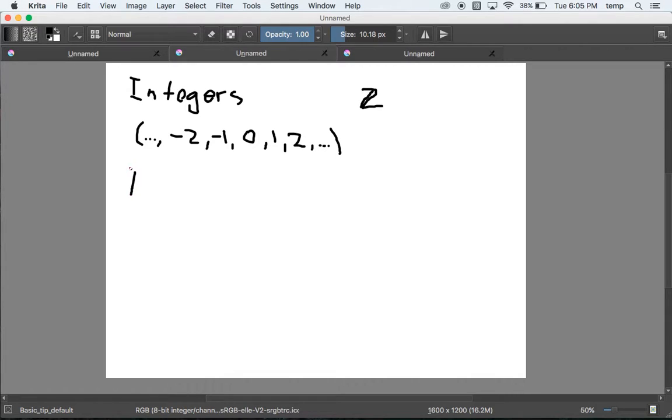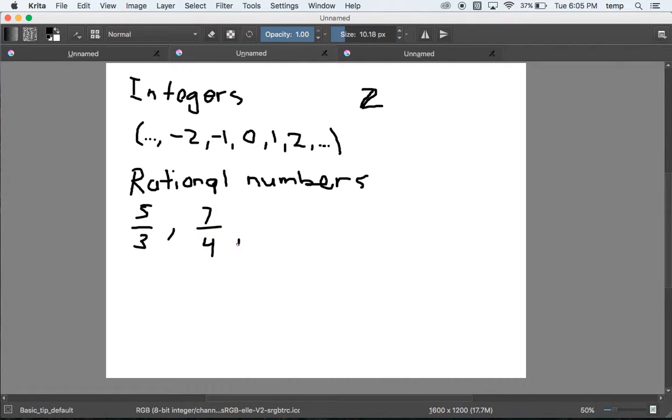Next one is rational numbers. What these rational numbers are is your fractions. So that's where those are included. Like 5/3, that would be a rational number. 7/4, that'd be a rational number. What about the number 2? Would this be a rational number? Well, it would be, because we could divide this by 1, and so we can make this a fraction.